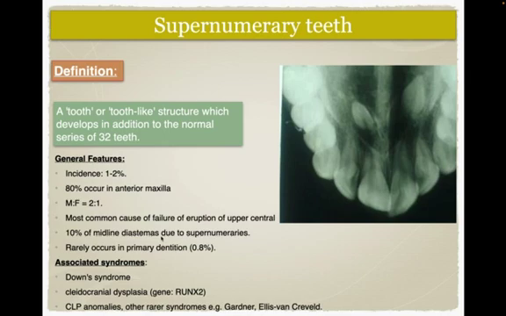10% of midline diastemas are caused by supernumeraries. We're going to see later that these supernumeraries sometimes cause displacement of the teeth, preventing closure of the median diastema. So whenever you have a patient with a median diastema, you have to exclude the possibility of a supernumerary causing it. It is rare to see any supernumerary in the primary dentition. Now, supernumerary teeth are associated with many syndromes like Down syndrome, cleidocranial dysplasia, cleft lip and palate, and sometimes Gardner syndrome and Ellis-van Creveld syndrome.